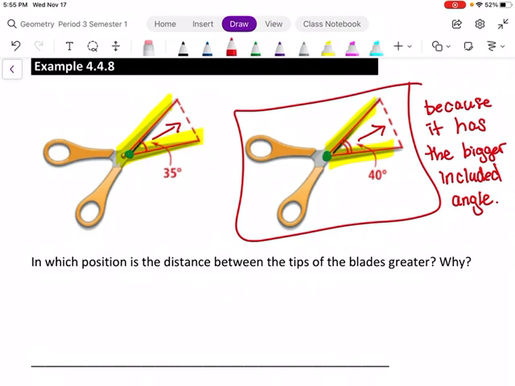And that would be our answer. Make sure if it says why, you do explain it.